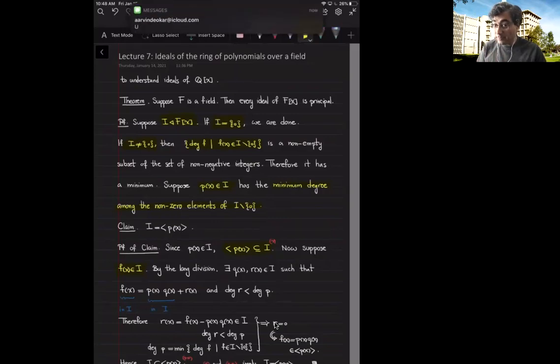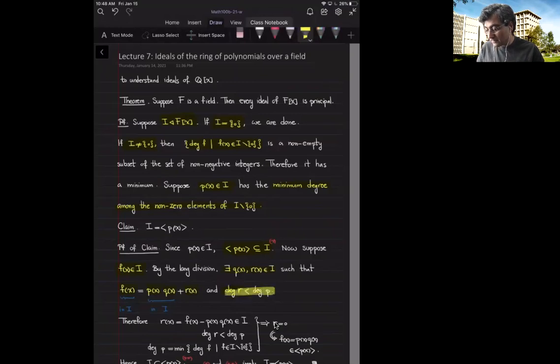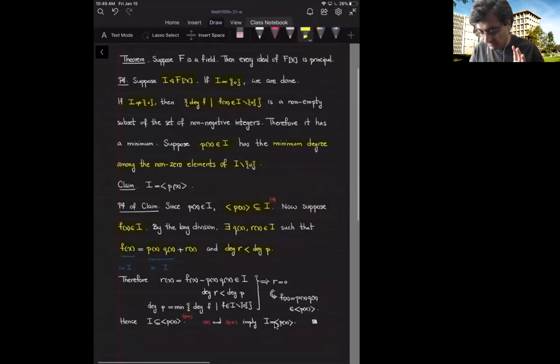Why can we do it? Because when the ring of coefficients is a field, all the non-zero elements are units, and therefore we can do long division, and we can divide f by p. Therefore, there are quotient q and remainder r such that f can be written as p times the quotient plus the remainder. And when we say it's a remainder, it means the degree of r is strictly less than the degree of p. Okay, so that's long division.